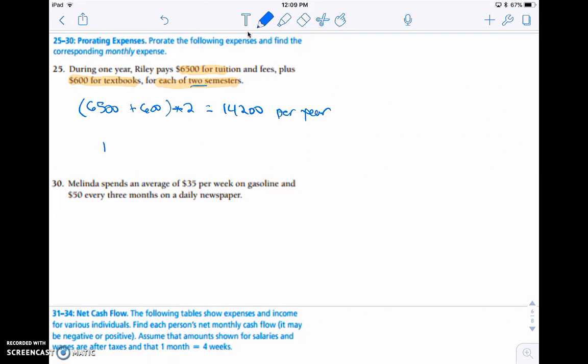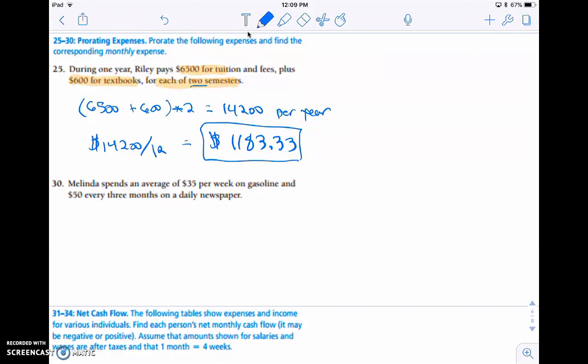So now we're going to take $14,200 and we're going to divide that by 12 months, and this comes out to, we do have to round here a little bit, but to the nearest cent, $1,183.33. So that's how much would need to be budgeted each month in order to pay for 2 semesters of school at $6,500 for tuition and fees per semester and $600 for textbooks.